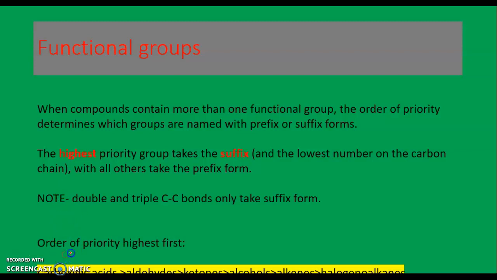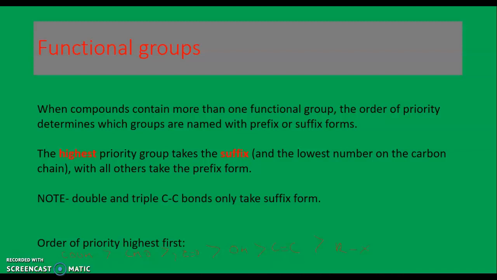You would have carboxylic acid with priority greater than the aldehyde group, greater than the ketone group, greater than alcohol, greater than double bond, and the triple bond is the least priority. So if the carboxylic acid group is present along with alcohol, then the alcohol will become the prefix, whereas the carboxylic acid would be the suffix. So you would have to learn this priority rule in order to figure out how to name the functional groups.